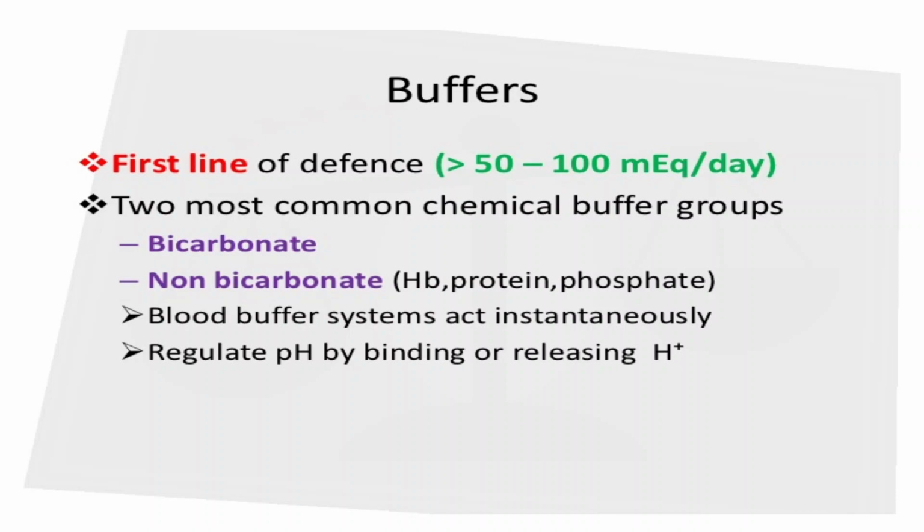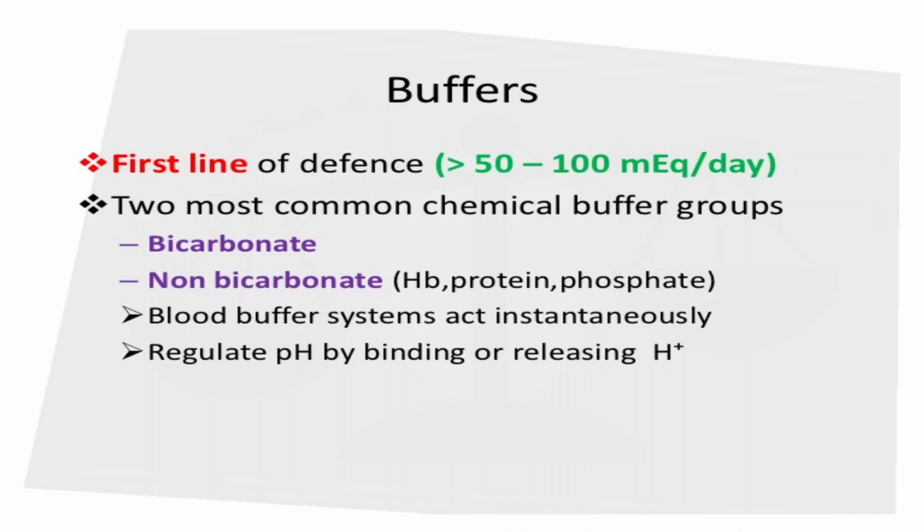Now, buffers are the first line of defense, and the major buffer in the body is bicarbonate. Bicarbonates are produced due to the breakdown of carbonic acid. So whenever carbon dioxide is released from the tissues after tissue respiration, that carbon dioxide is dissolved in water, and whenever there is a need, it can result in the release of bicarbonate and hydrogen ion.